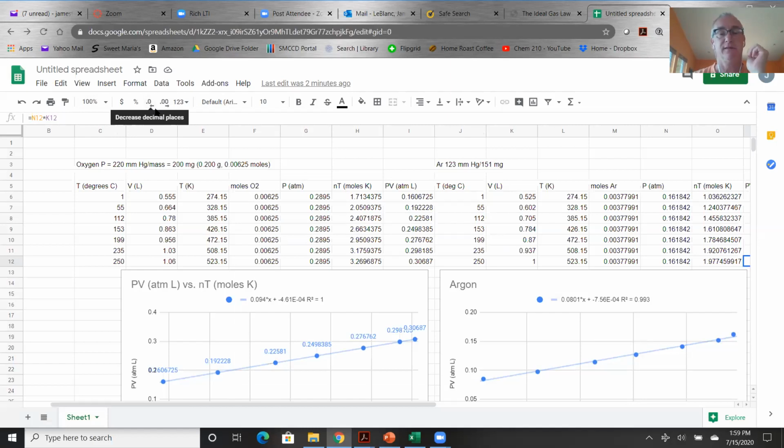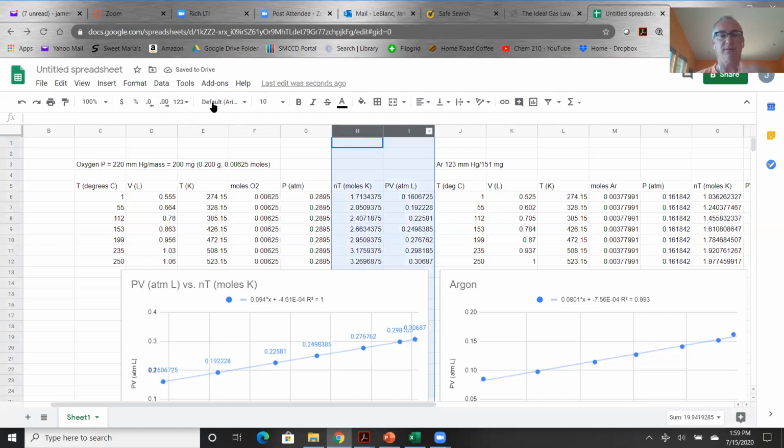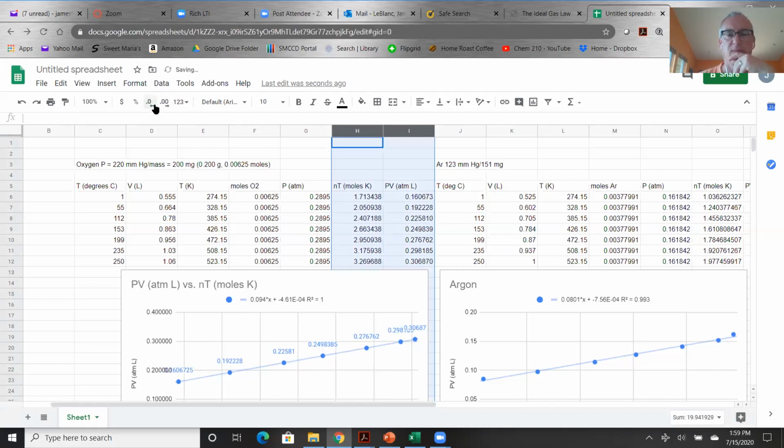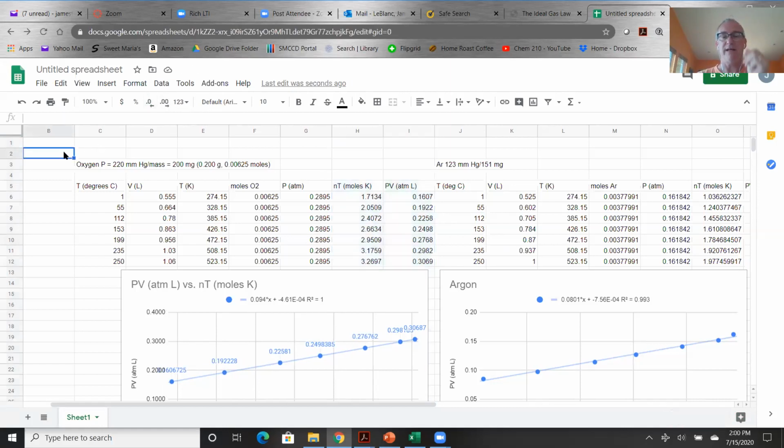Okay, that's easy enough. So if you want to, click on those and change them to fewer decimal places. I guess that's fine. It doesn't really matter though. But no, it's pretty easy to do, and it would make your data table a little neater. So yeah, sure.